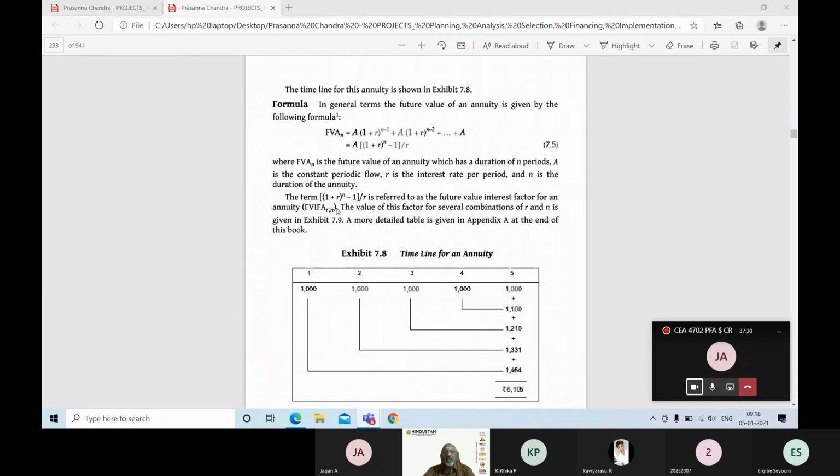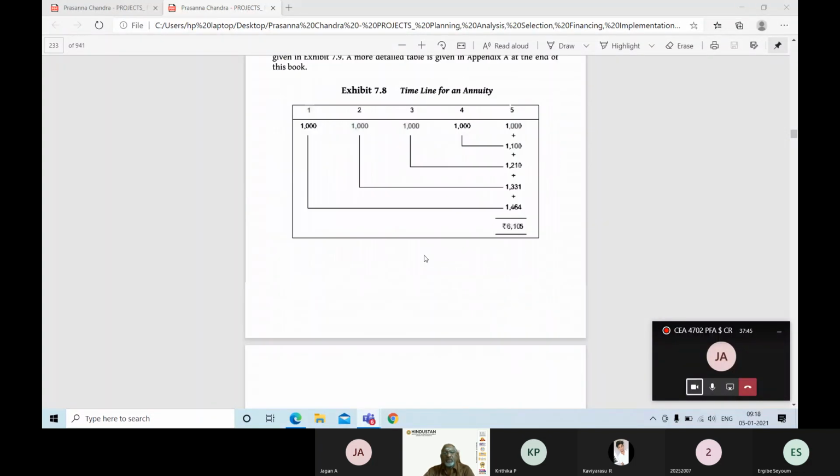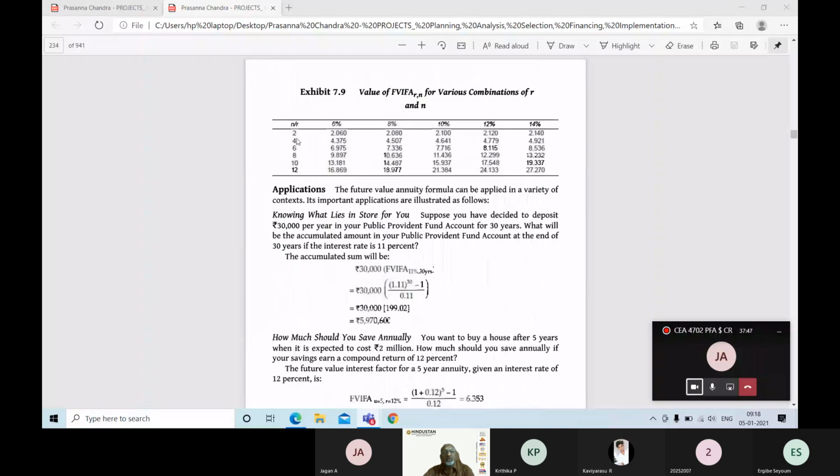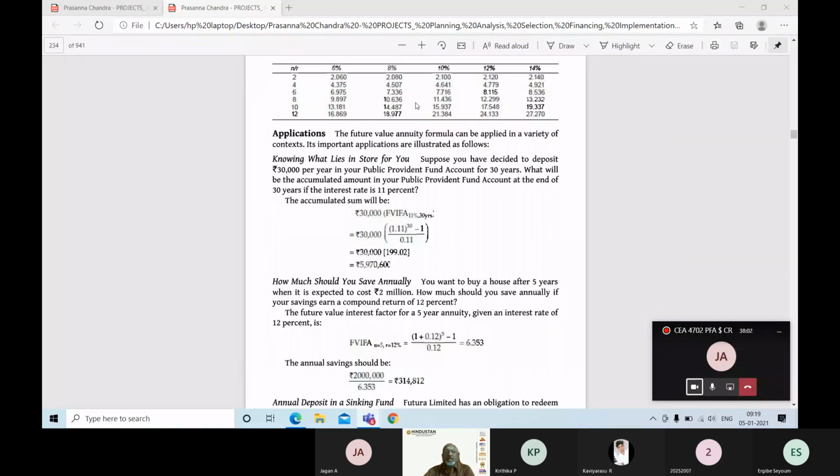Based on that, you have to calculate it. ((1 plus R) to the power n minus 1) divided by R is referred to as the future value interest factor for an annuity. The value of the factor for several combinations of R and n is in exhibit 7-4. It covers several combinations, 2 to 12 years, and 6, 8, 10, 12, 14%. Like that, the table is available. I already mentioned that the detailed table is also available. I will post it here after the scan. It is already scanned and available. I will post it.